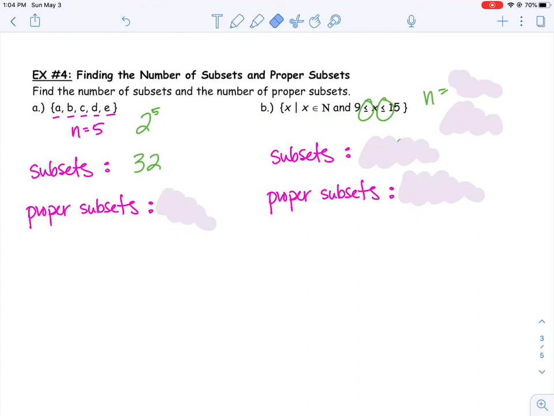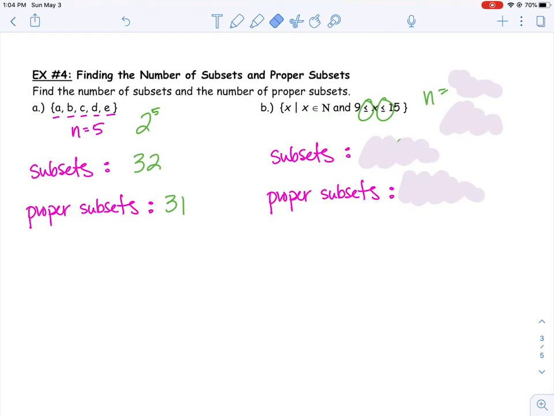You should end up getting 32. I wouldn't want you to write out all 32, but you could tell me, if you needed to, that there should be 32 subsets you could make with those 5 different elements. So then how many proper subsets could you make where they're not exactly the same as the original? Well, if one is exactly the same, all the other ones aren't the same, and so those are proper subsets. So that would be 31, 1 less than 32.